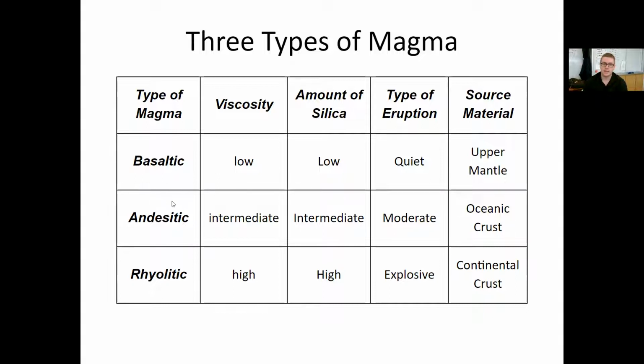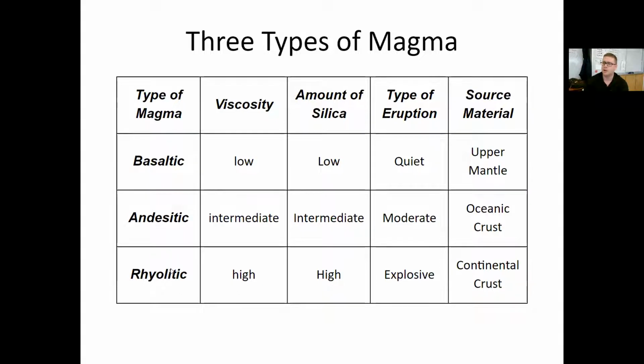The middle one, andesitic, has a middle-ground viscosity because it has a middle amount of silica, okay? It's coming from our oceanic crust. So we're going to find andesite or andesitic magma around areas where we have subduction zones. Because we have that middle-ground viscosity, it's going to take more oomph to get it out of the volcano. So we're going to have this associated with volcanoes that have moderate eruptions.